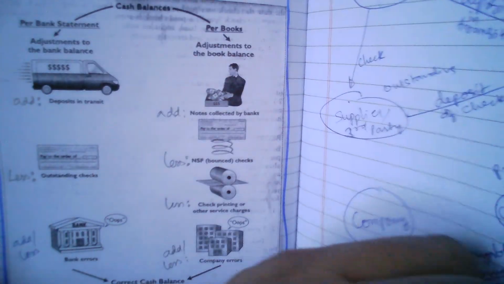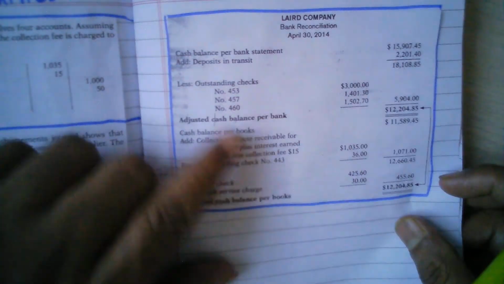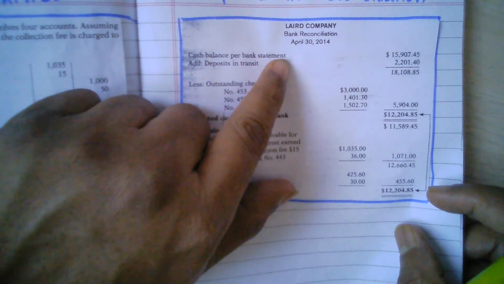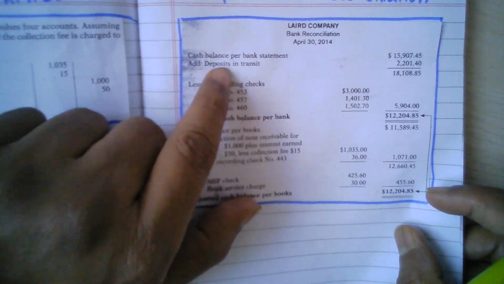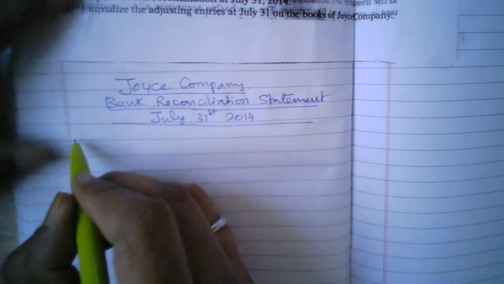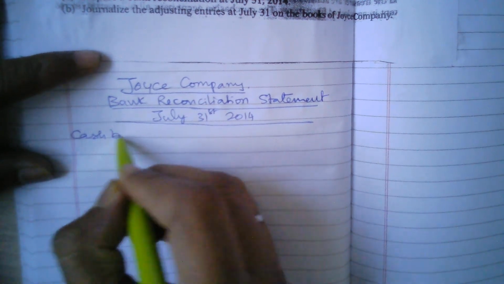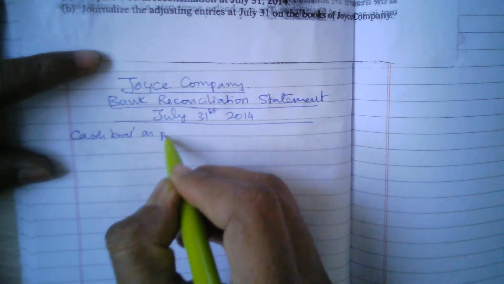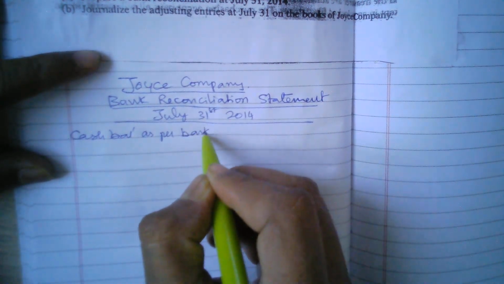Okay, so first thing, in the template, if I go back to the template, the first thing is opening balance as per bank statement, then adding of deposits in transit. Okay, so let us try to do that. So what is the cash balance as per bank?